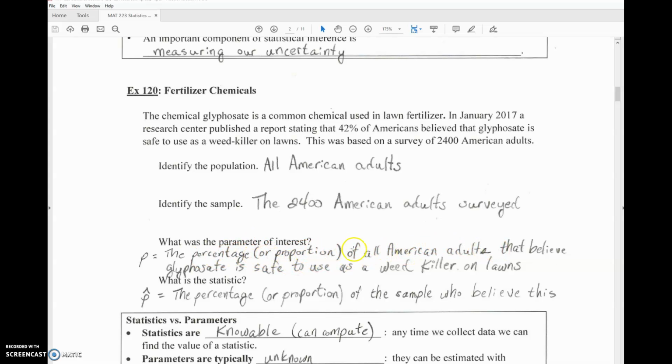So P is the percentage or proportion of all American adults that believe glyphosate is safe to use as a weed killer on lawns. And the statistic that we're going to use to estimate that population parameter P is called P hat. That upside down V over it, we read that as P hat. And that is the percentage or proportion of the sample who believe the same thing.